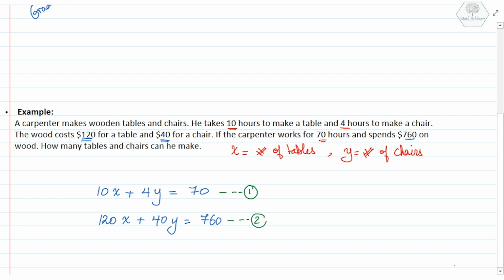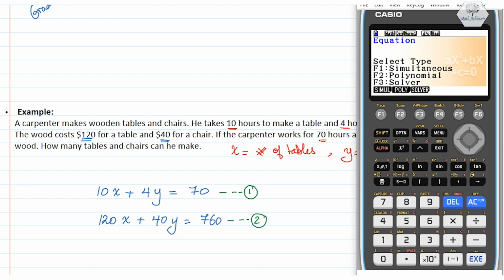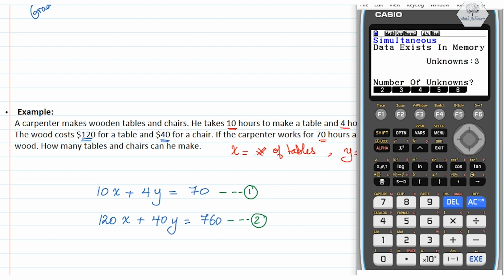Now, in order to find the values of x and y, I need to use my graphical display calculator. So we go to equation, and these are simultaneous linear equations, so we press F1. And how many unknowns do I have? I have two unknowns, and I now start filling in the coefficients.